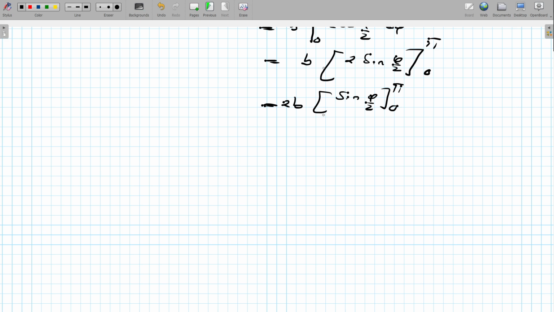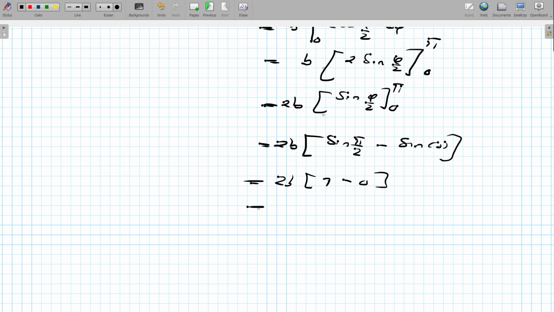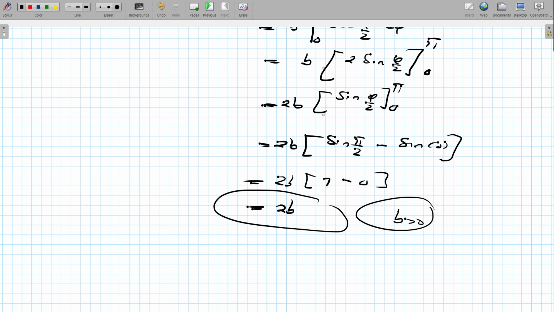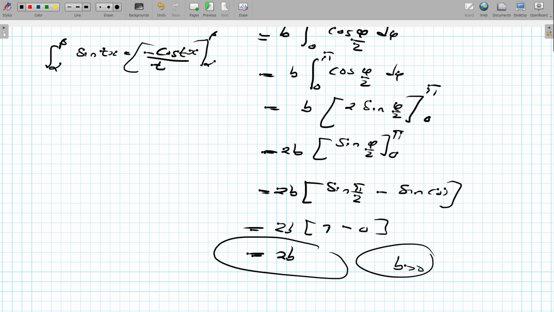So this is going to be equal to 2b, and then you're going to have sine pi over 2, minus sine 0. If you look at your trigonometric circle, sine pi over 2 is 1, then sine 0 is 0. So the final answer is going to be 2b. So this is the total distance traveled. Remember that b is positive according to what the question is saying. So the total distance traveled here is 2b. So that is all for the first exercise.